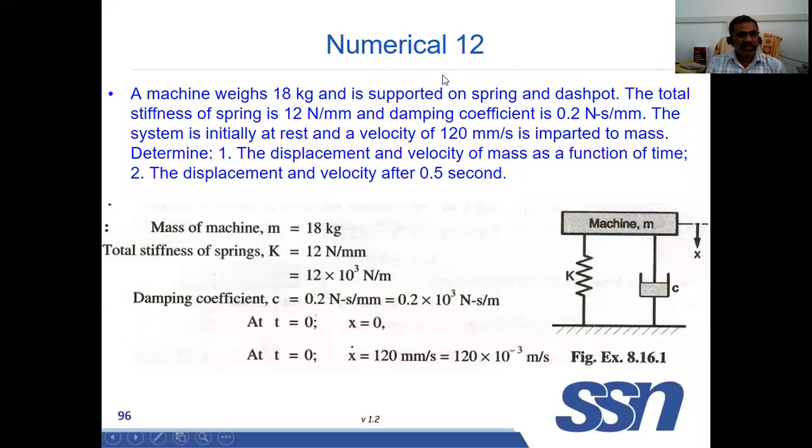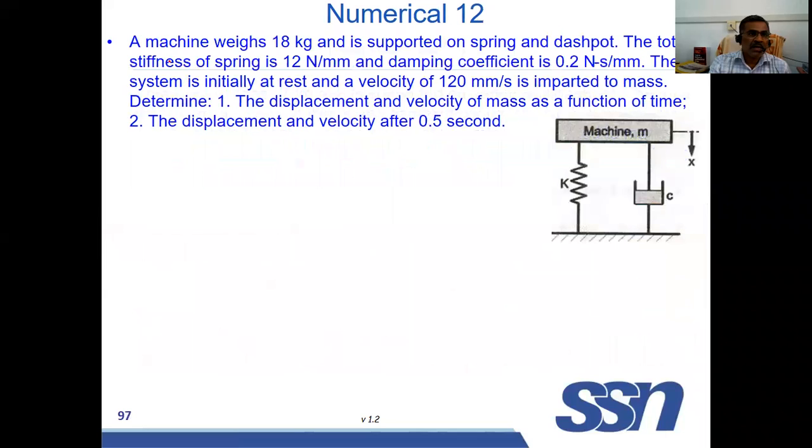So today we are going to discuss problems on damped free vibration. In this problem, a machine weighs 18 kg. So mass is equal to 18 kg.